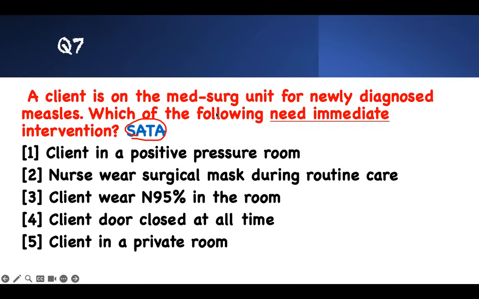Select or apply. Which of the following need immediate intervention? So you underline it: I need to find something that needs immediate intervention. Okay? That means something is wrong, I got to intervene. A client is on the Med-Surg unit with newly diagnosed measles. So we have a measles problem, and I need immediate intervention. Then you break the question down. Patient who has measles, and I need to intervene.